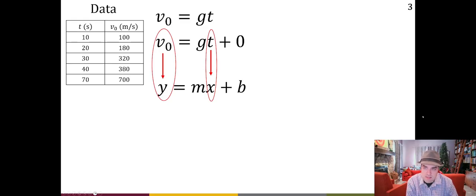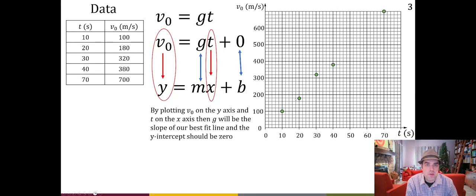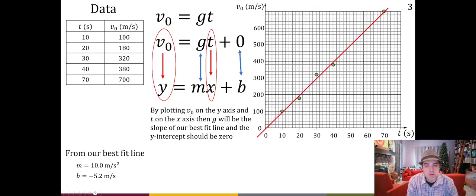So on the horizontal axis, we're going to plot the time data. And on the vertical axis, we're going to plot the initial velocity data. We have numbers for all those. So here's our plot. So here's our time on the horizontal axis. And here's our initial velocity on the y vertical axis. And I plotted in all these green points from the data that we have. So from here, we do expect that the slope is going to be g, and the y-intercept should be the expected value of 0. So let's plot our best fit line.